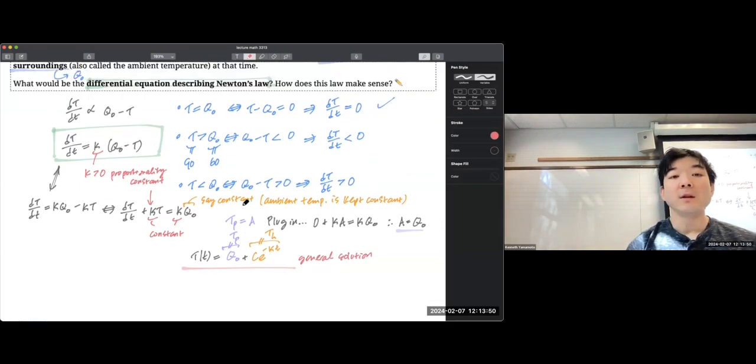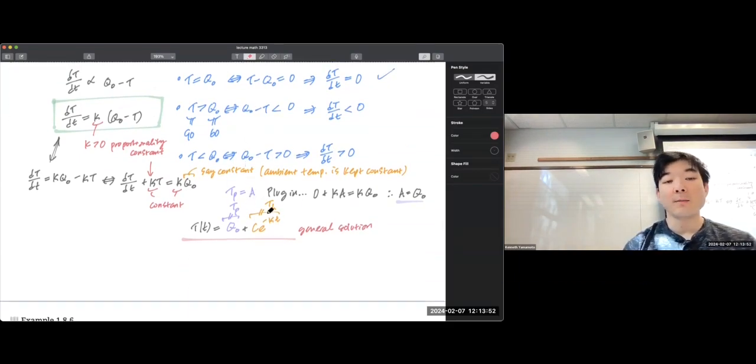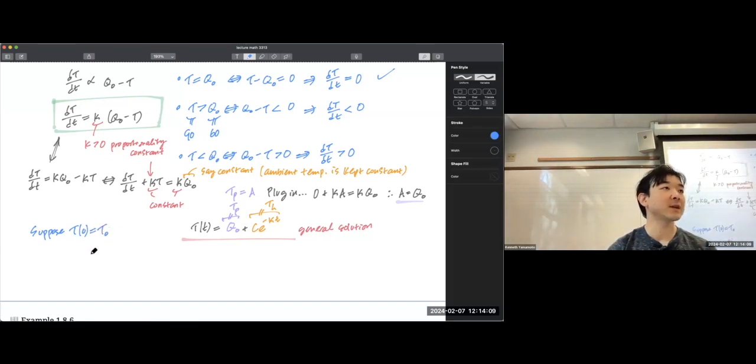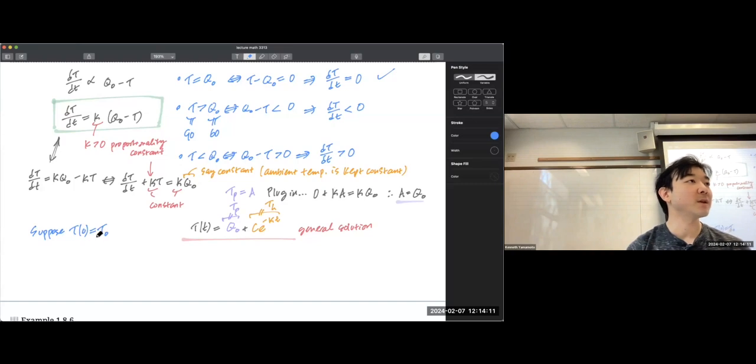Now, suppose you also had some initial conditions. So suppose we had an initial condition. Suppose that the initial temperature of the object, so capital T of 0, is some initial temperature T naught. We usually used that in the past where we had initial population P of 0 is equal to P naught. Same idea, initial temperature is T naught.